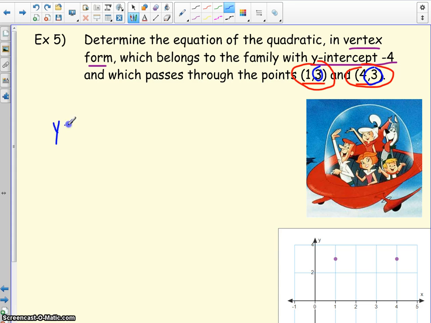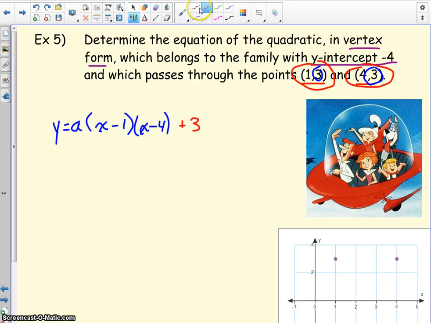So I'm going to have y equals some a value. Okay, I can't forget that a value. So my x values of these points are 1 and 4. So I get what appears to be factors of (x minus 1)(x minus 4). But the y value is 3. So because this is going to be partially factored form, I have plus 3 hanging around here at the end. So that's my basic equation in partial factored form. I just need to find the a value, and then I can do whatever I did before.